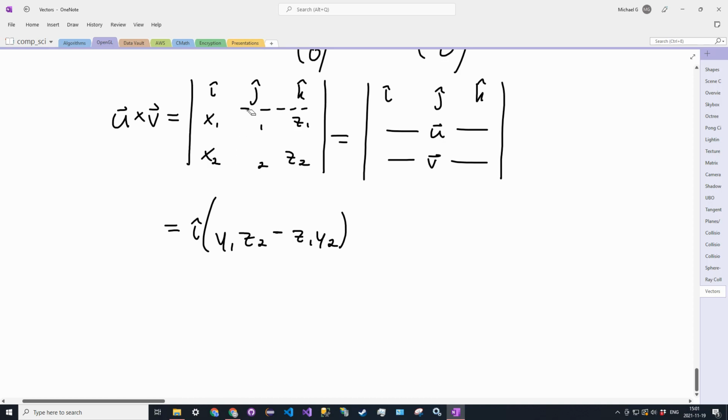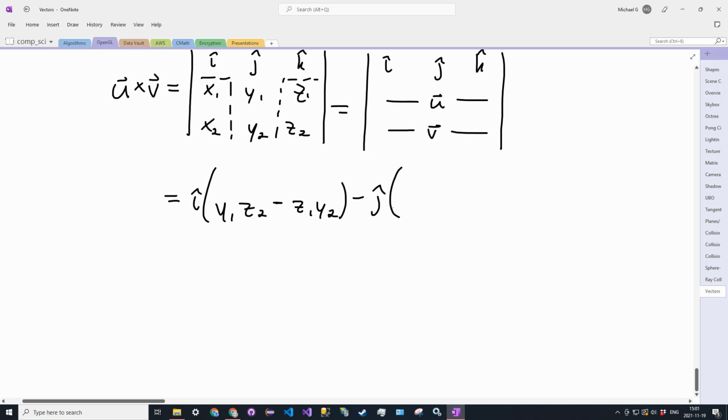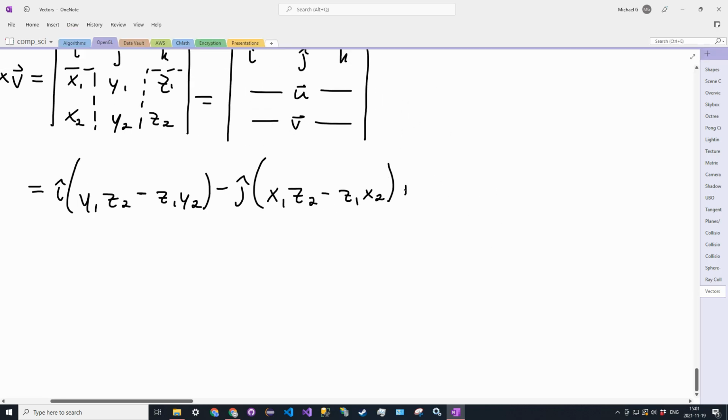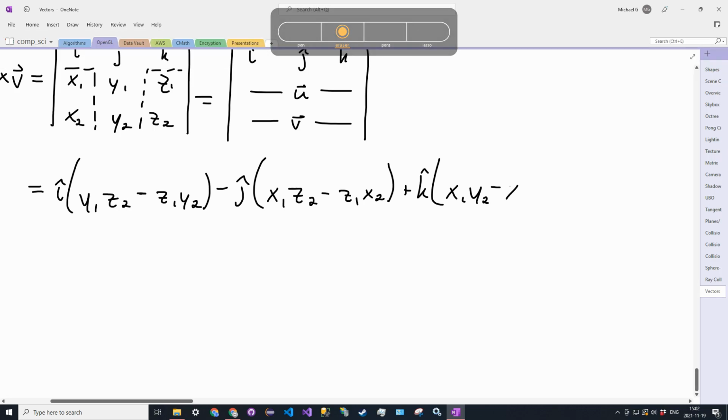Now let's go for the j direction. Now that we're doing the second element, we're going to subtract, so it's minus j hat, and instead of taking the same sub 2 by 2, we're going to take a different one, which will have x1 x2 as its first column and z1 z2 as its second column. So it's x1 times z2 minus z1 times x2, so once again the diagonal product is still there. And then for k hat it's going to be plus k hat times x1 y2 minus x2 y1. And so that's the cross product in 3D. That is the fully expanded one.